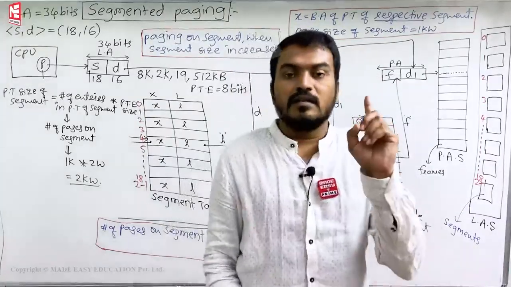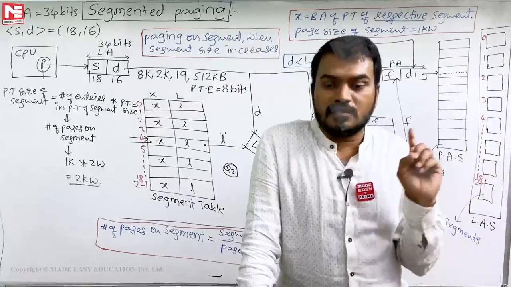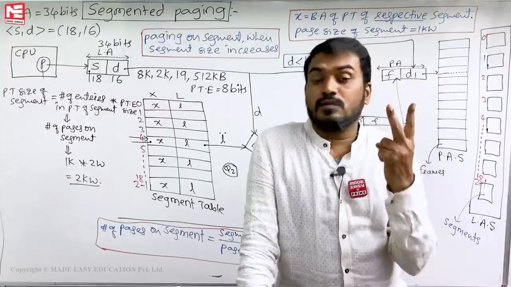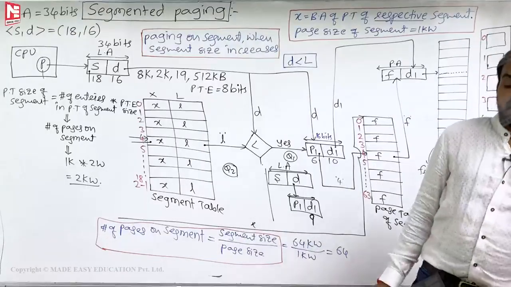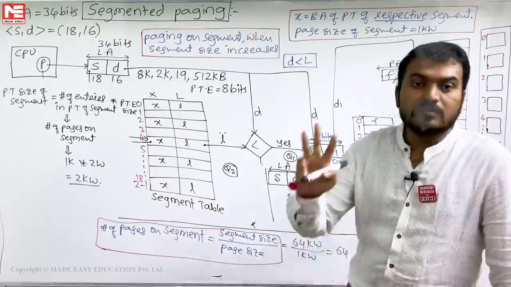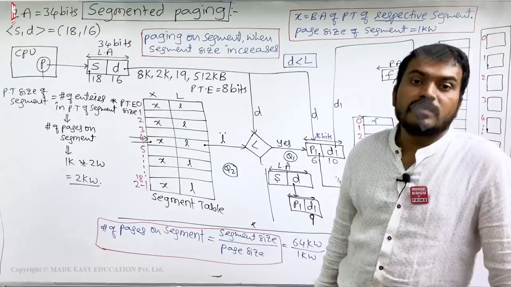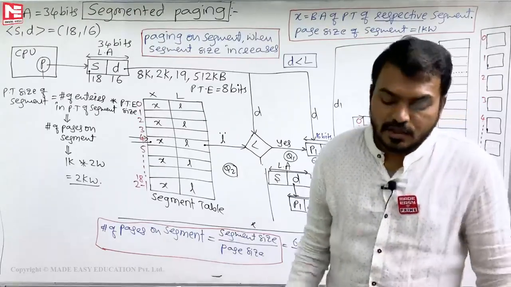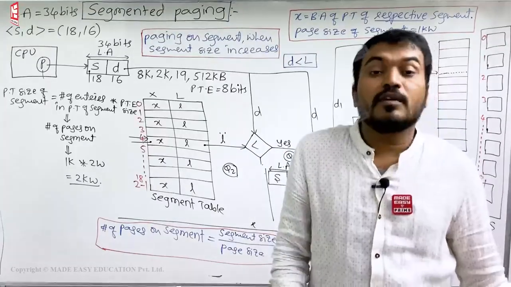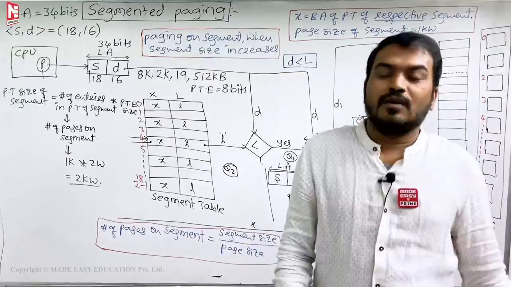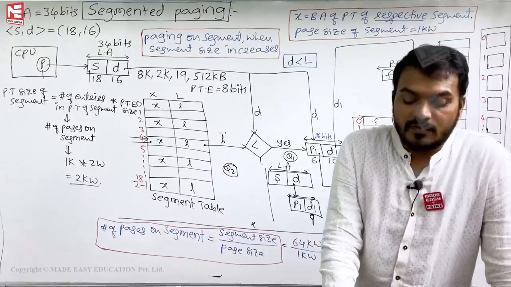Question number 1: length of logical address. Question number 2: length of physical address. Question number 3: page table size of segment. And question number 4: number of frames in the PAS.